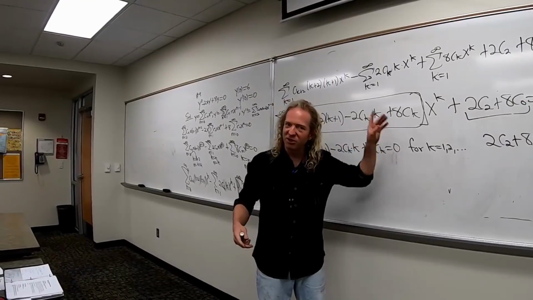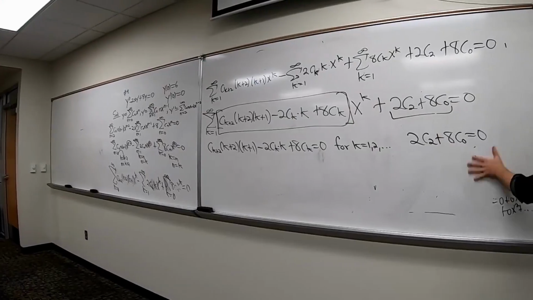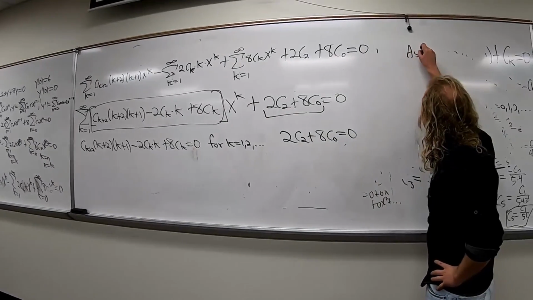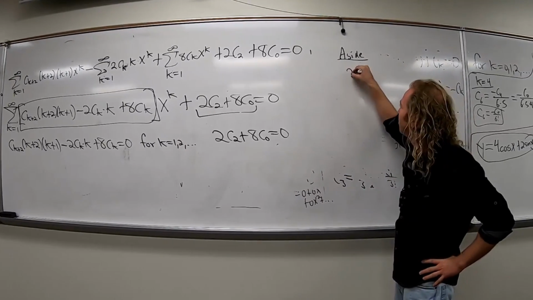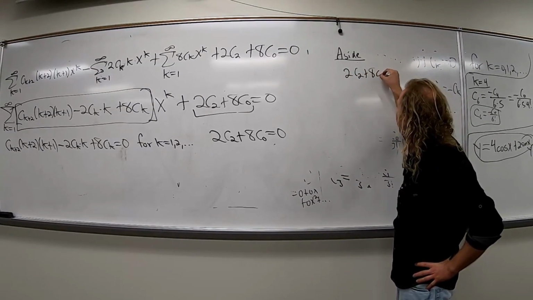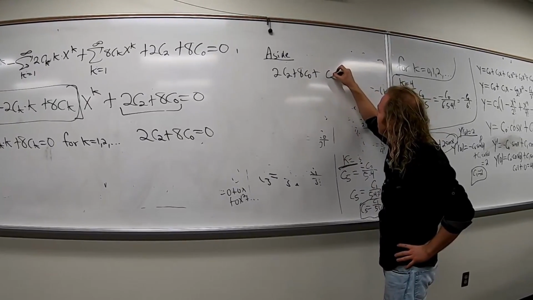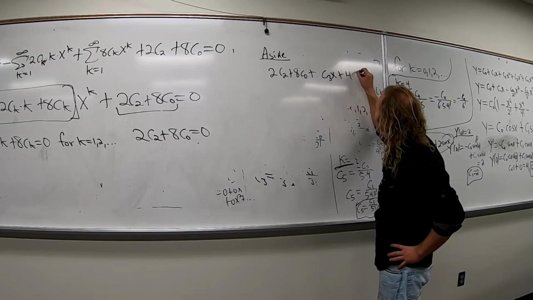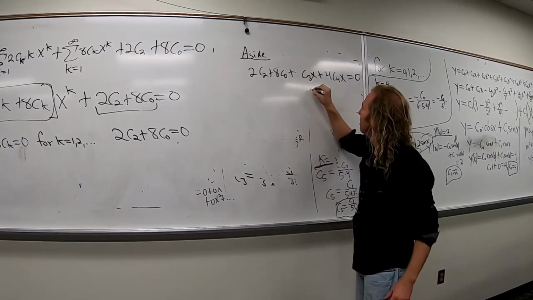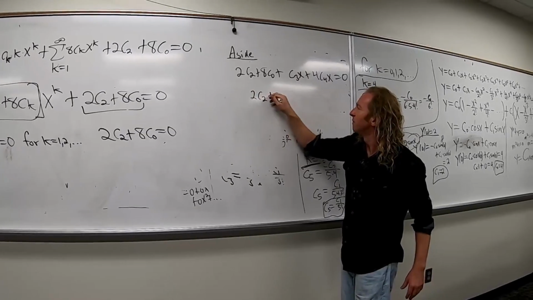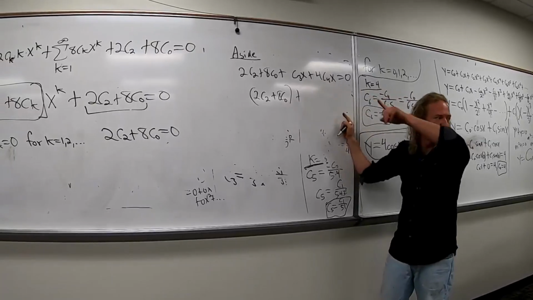I hate to derail, but let me just emphasize this some more, because this is very important. Let's suppose for a moment, really briefly, that you had something like 2C2 plus 8C0 plus, I don't know, C3x plus 4C4x equals 0. If you had something like this, you would group these like this. Then you would factor out an x here. You would write it like this.